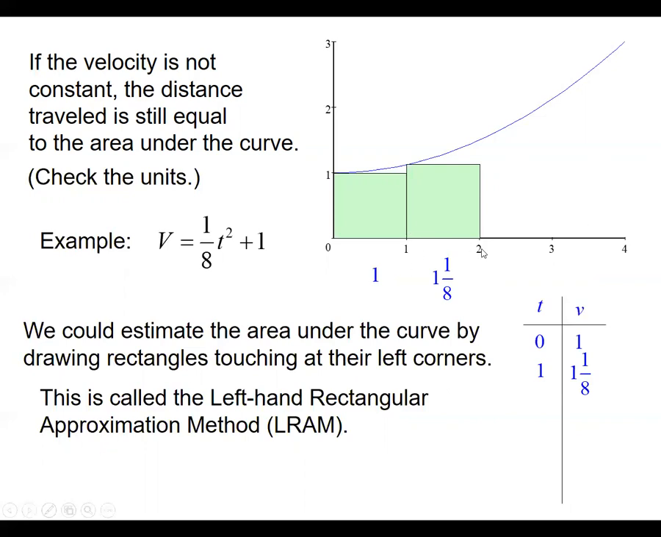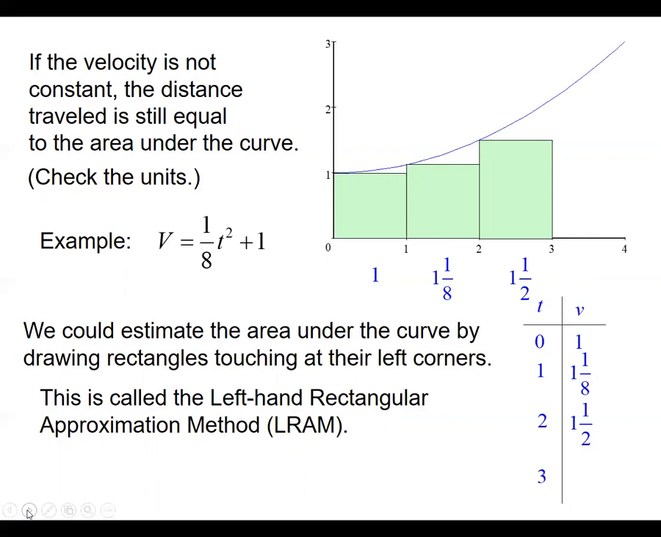And we keep going. From 2 to 3, I'm going to find the height of the function at 2. So 2 into my velocity equation is 1.5. And so the area of that rectangle is also 1.5, because the width was 1, and 1 more.